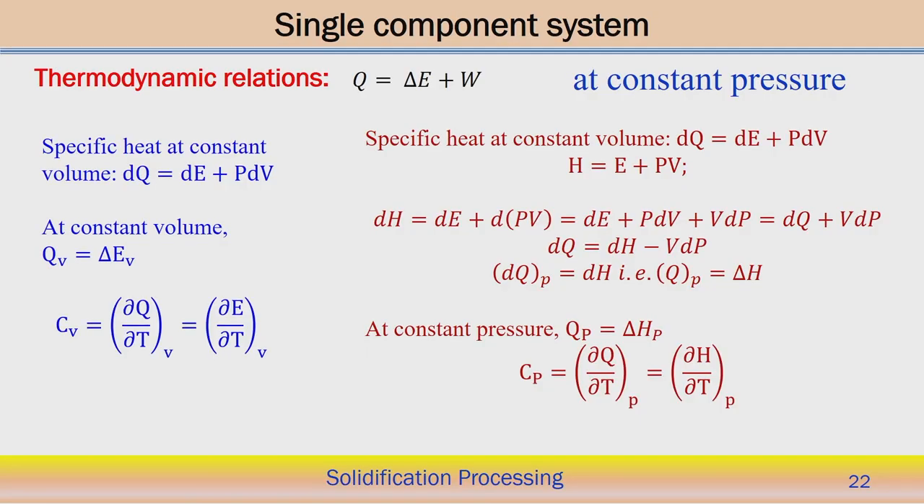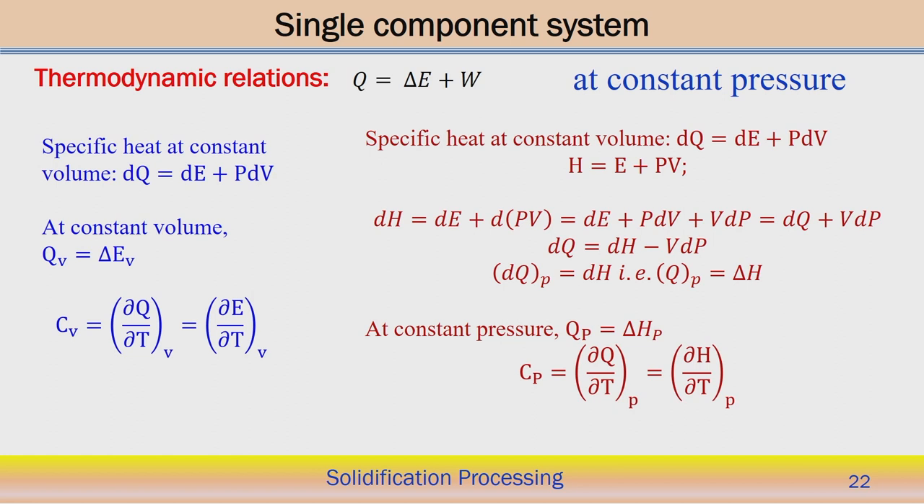Hello everybody, today we will discuss the different thermodynamic relations for the single component system. In this case, we have already explained the first law of thermodynamics, which we can utilize at constant pressure: Q equal to delta E plus W, where delta E is the internal energy and W is the mechanical work done.